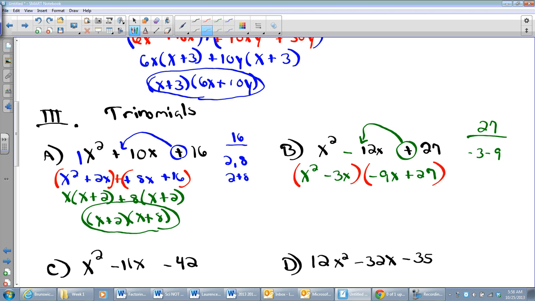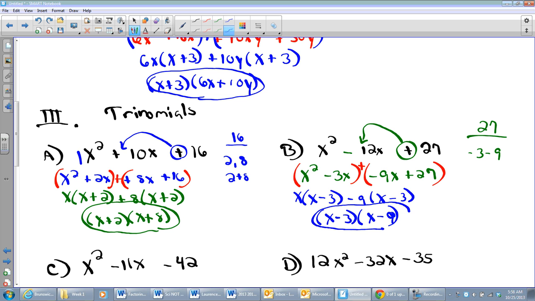I'm getting ready to group. Always grabbing the sign, sticking a plus between my quantities. And so I'll factor out an x. And then over here, I think I'm going to factor out a negative 9. Yeah, negative 9. And I'll be left with an x minus 3. I'll have an x minus 3 and an x minus 9. There we go.